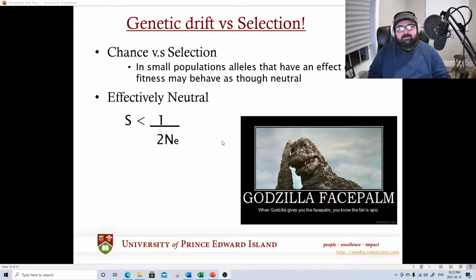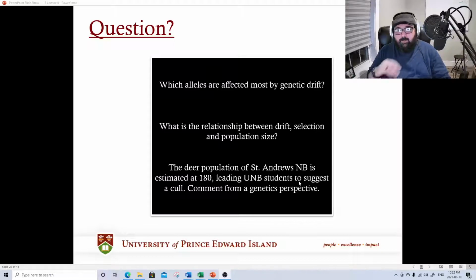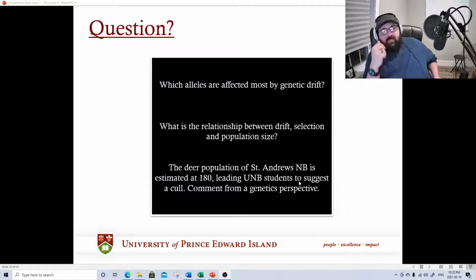locus. That's really bad. That's why Godzilla is facepalming. Also, I just like this picture. If you want to look that up, that effect leads to something called Muller's ratchet or mutational meltdown.